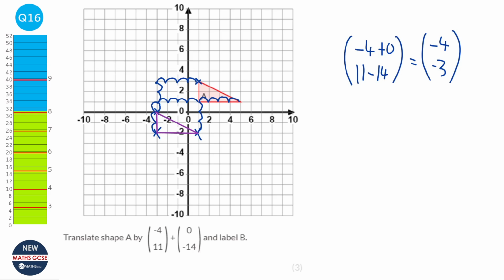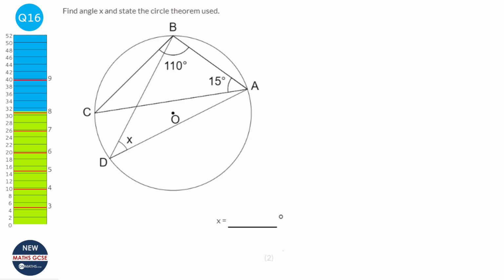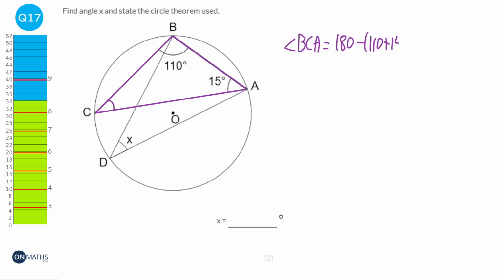And label the new shape B. First thing I noticed with this question is we've got this nice triangle here, and we've got this kind of missing angle here. So we're going to work out what angle BCA is by doing 180, take away the 110 plus the 15, which is going to equal 55 degrees. And you need to write down the reason, and the reason you'd write down is angles in a triangle add up to 180. So this is 55 degrees.